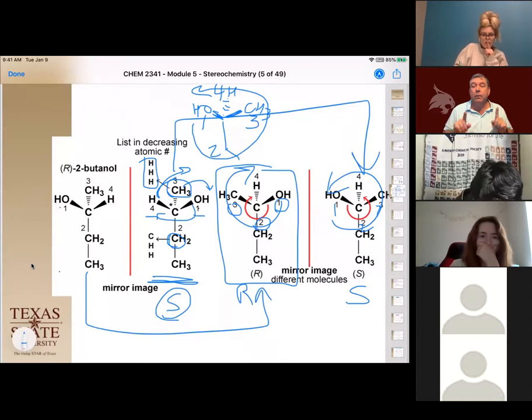The carbon with the oxygen, the methyl group, the ethyl group, and the hydrogen is the chiral carbon. It's the chiral center, it's the stereocenter, and both of these compounds are chiral. Remember, all chiral compounds come in a pair, and that pair is a pair of enantiomers. One is always R, one is always S, and it's always a pair. You may only get one, but by drawing the mirror image of it, you can draw the other version of it. Okay?